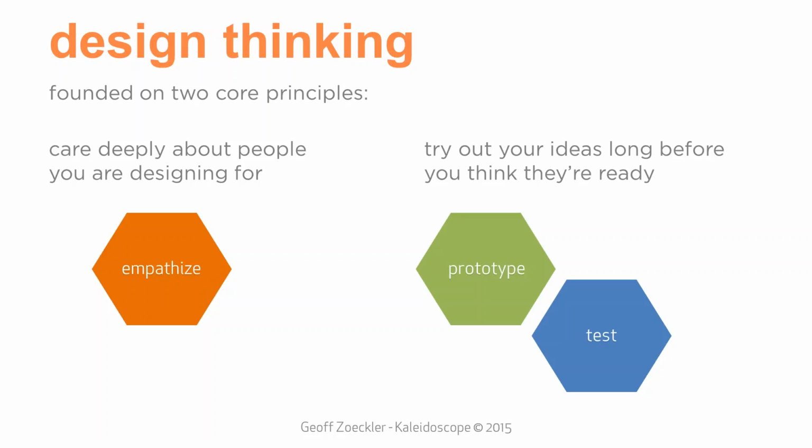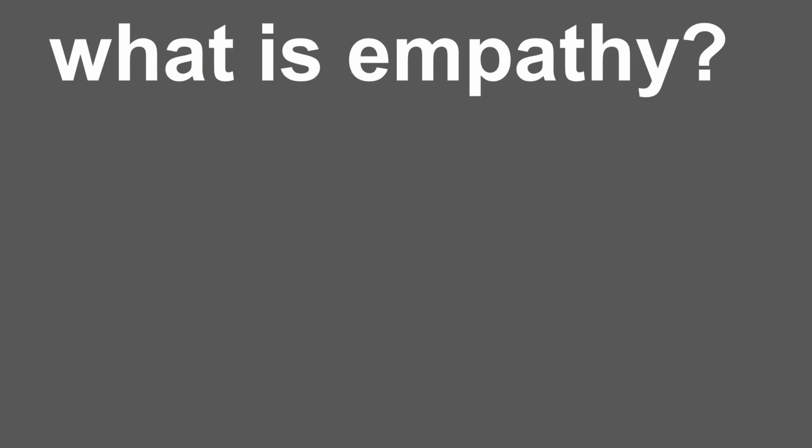You start with creating an empathic connection to the potential users and allow that to guide the rest of the process. And on the back end, you have to be willing to try out your ideas long before you think they're ready in order to get iterative feedback along the way. So that's really the 2 things that make design thinking different from just a traditional innovation process. We're going to focus most of the time on the first piece, which is empathy.